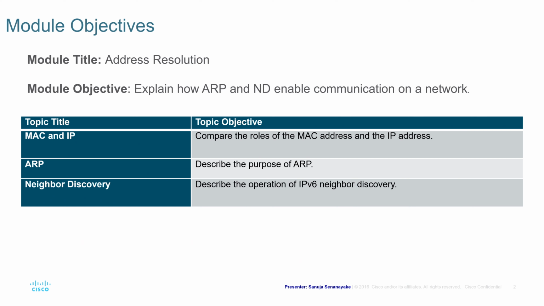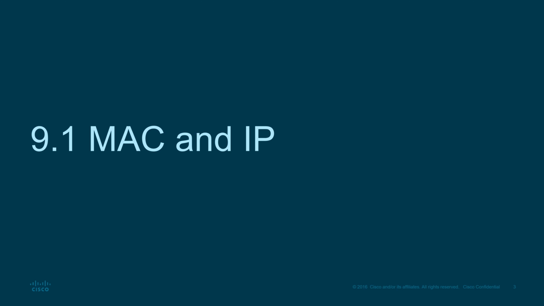In this lecture, we will explain how ARP and ND enable communication on a network. We will look at the MAC and IP, ARP with respect to IPv4, for example, and the Neighbor Discovery, or ND, with respect to IPv6. MAC and IP.